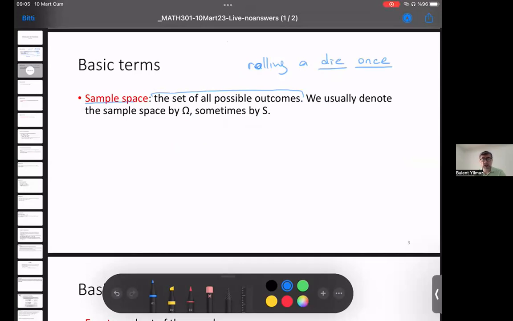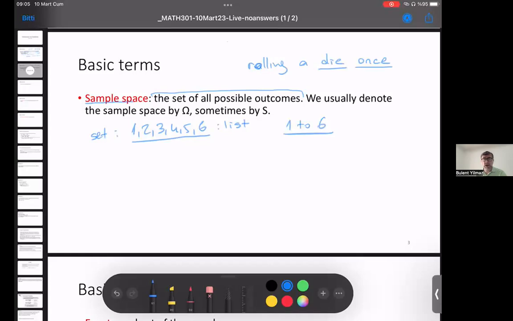Yes, Özlem has the correct answer. It's not only 6. The set of all possible outcomes is 1, 2, 3, 4, 5, 6. This is the list, or set, of all possible outcomes, from 1 to 6. Is that clear, guys?